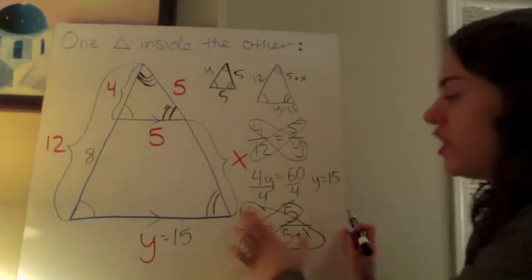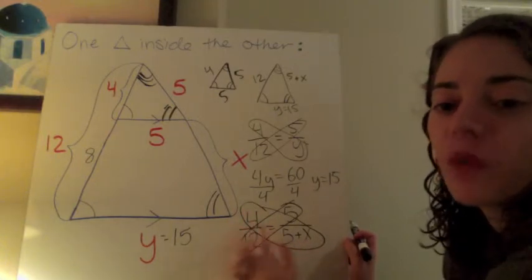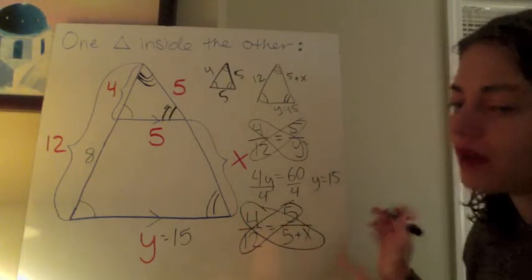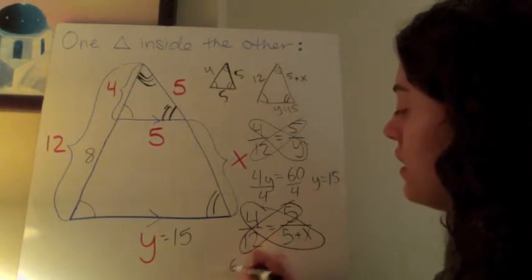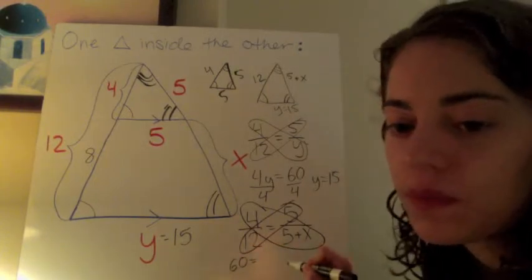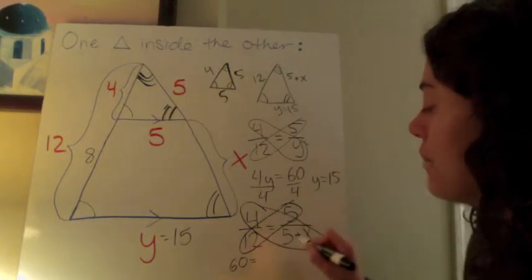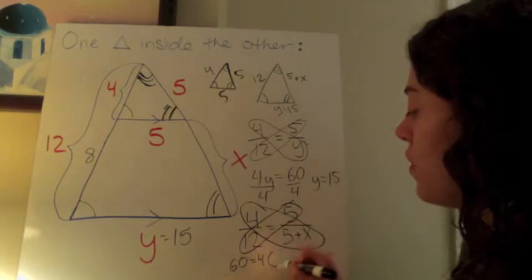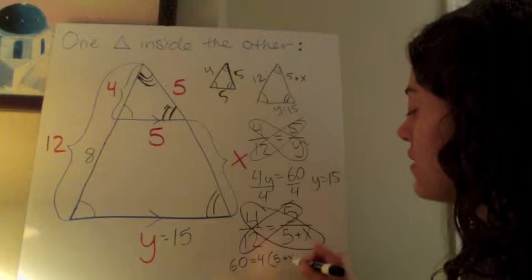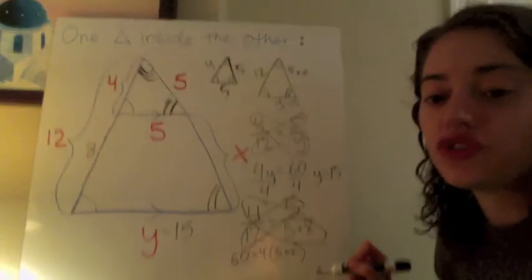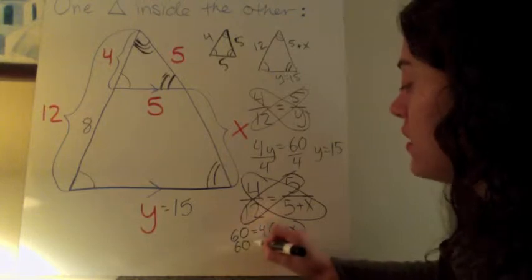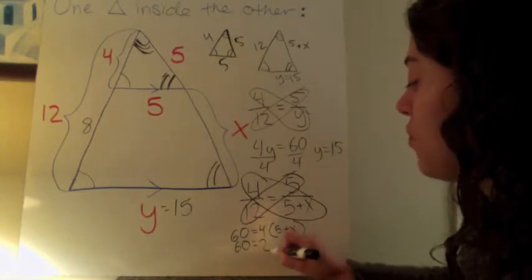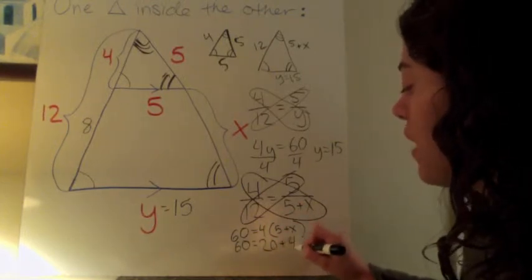This is a little trickier of multiplication. 4 times 5 plus x, but we remember algebra and we can do that. So I'm going to end up with 60 is equal to 4 times 5 plus x. I'm going to need to distribute here, okay? So 60 is equal to 4 times 5 is 20 plus 4x.